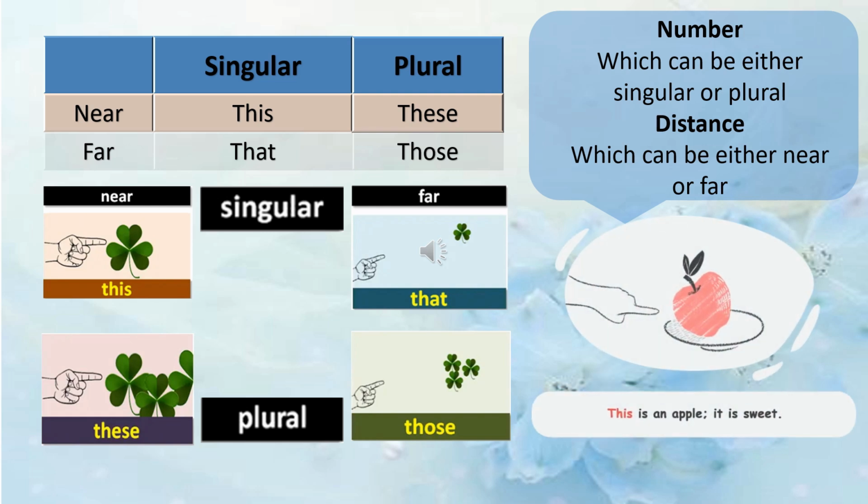This is an apple, it is sweet. This indicates singular plus near demonstrative, one apple, close by. That, over there, is my house. That indicates singular plus far demonstrative, one house, distant.